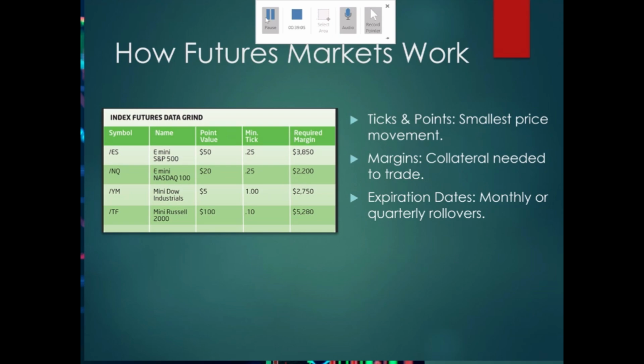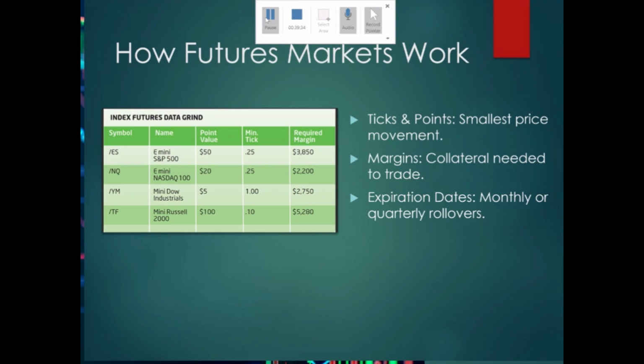So margin, this is your safety net. Your broker uses your margin deposit to make sure that you can cover potential losses. So if your trade goes against you and your account balance drops too low, you can face a margin call. That's where the broker requires you to deposit more funds or automatically closes your position. So it's always good to monitor your margin, especially in a volatile market.